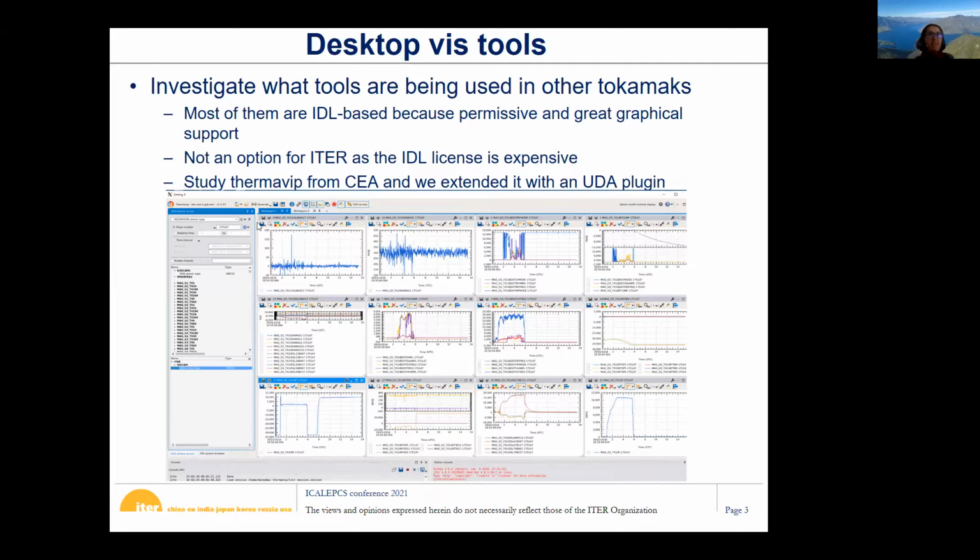Having said that, the other tokamaks always have different families of tools, one for pulse systems and one for continuous systems, but for ITER that doesn't fit our need. Then we looked in depth at IDL, and IDL is very expensive. We found one tool which could be interesting to extend, Thermavic from CEA. Thermavic was mainly used for image and infrared acquisition. It was C++ Qt, so we said, let's try to extend it to use our unified data access. And we ended up with something like this.